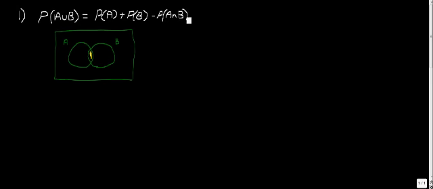Now, the probability of A plus the probability of B is 0.9, and the probability of them both occurring is the probability of one occurring multiplied by the probability of the other. That's 0.6 multiplied by 0.3, and that's 0.18. So this is all going to come to 0.72. That's question 1A done. 1B, it tells you to find P, A union not B.